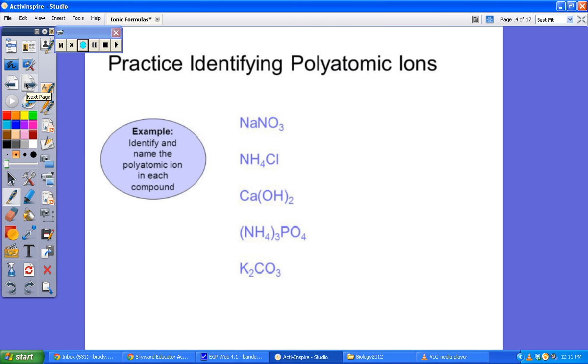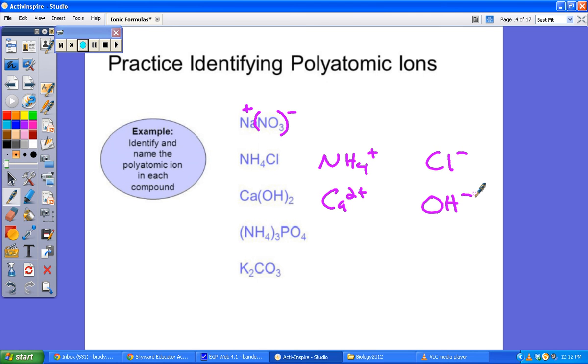So just practicing naming, identifying some polyatomic ions here. Sodium here is the positive, and nitrate, NO3, is a negative. The second one we break apart, and we actually have NH4, which is positive, and Cl, which is the negative. The next one we have Ca2+, calcium is a 2+ ion, and OH, which is a -1 ion.